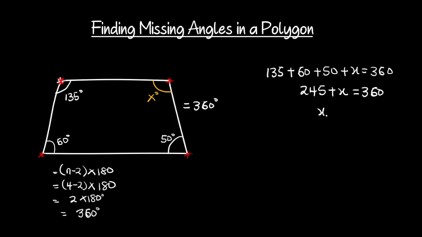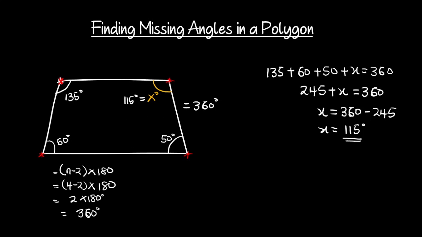From here, all we need to do is group items and make x stand alone. So x is equal to 360, and we send the 245 to the other side of the equal sign, so it becomes minus 245. Doing the subtraction, 360 minus 245 gives us 115 degrees. So the value of x is 115 degrees. This is how we solve problems involving finding a missing angle in a polygon.